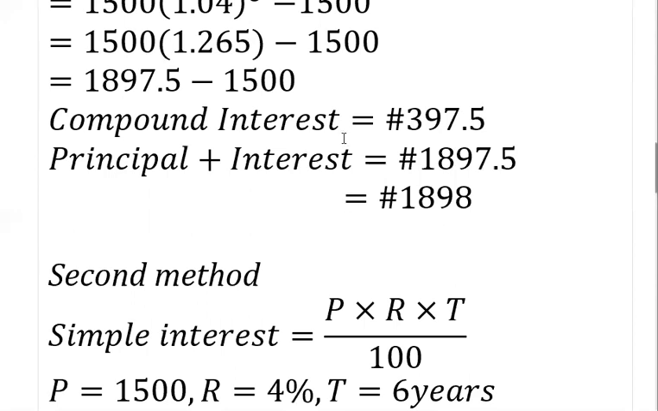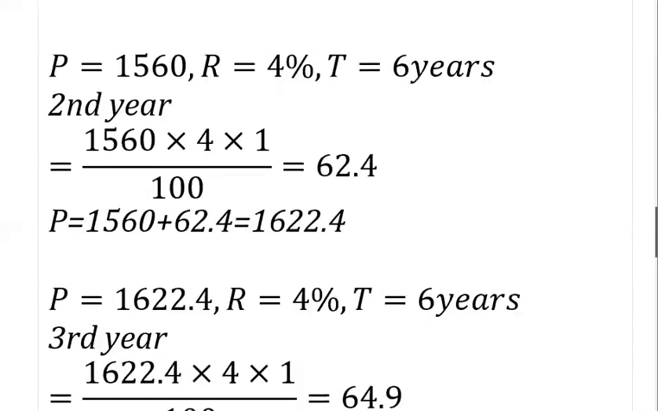But don't forget, Edward will not pay only the interest. He will pay it in addition to the principal, which is 1,500 naira he got. So if you add it together, you get what you have here. So this is the first method. This is the second method.